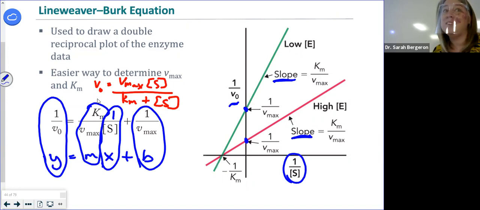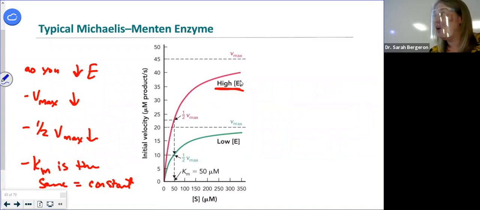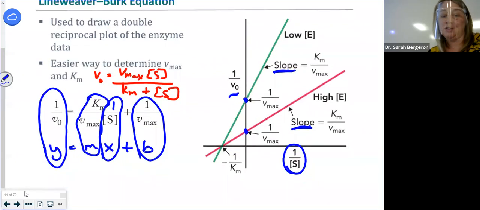But you just have to realize it's the reciprocal, right? So my red line, 1 over V max is lower, right? But if I go back, my red line, V max is really what? Higher for the red line. Yes? All I'm doing is looking at the reciprocal. So if it's low here, if I undo the reciprocal, it's high. Yes? Okay. So I can very easily look at things like Vmax.